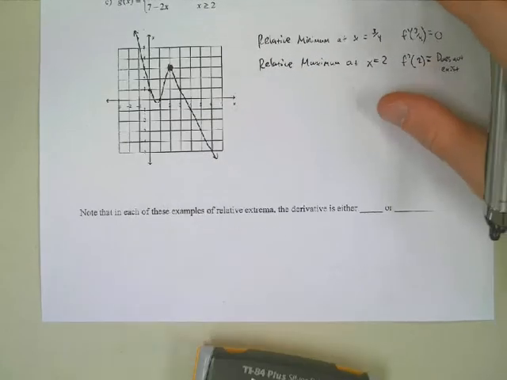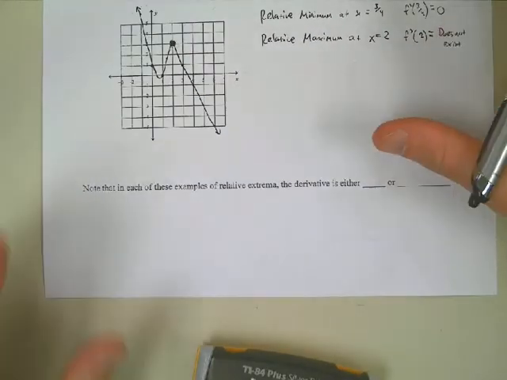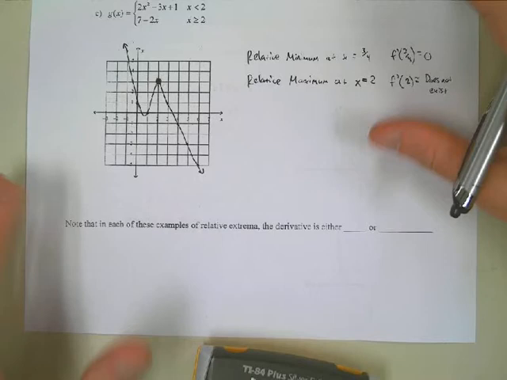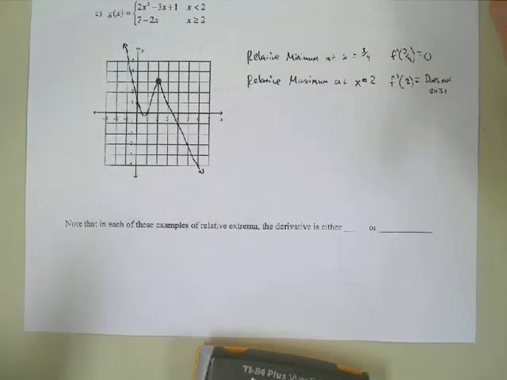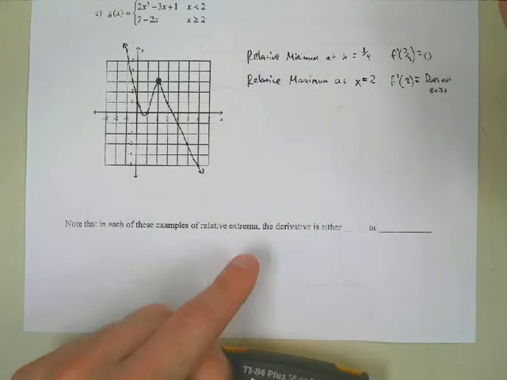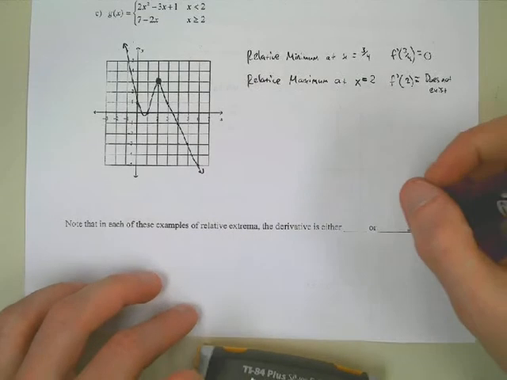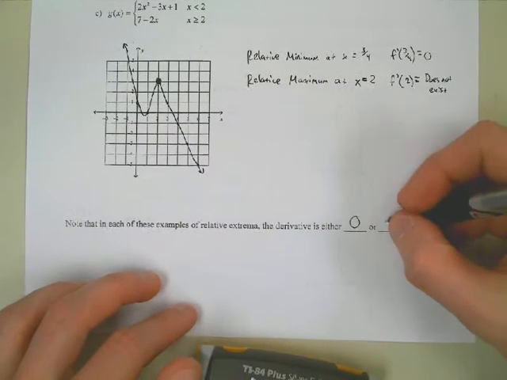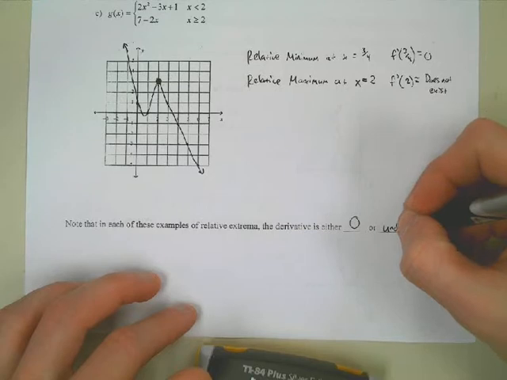All right. So, drawing the conclusions that we've kind of already seen. Ryan's already picked out, and maybe some of you have already figured this out. In each of these examples of relative extrema, the derivative is either 0 or undefined or does not exist, whatever you want to say.